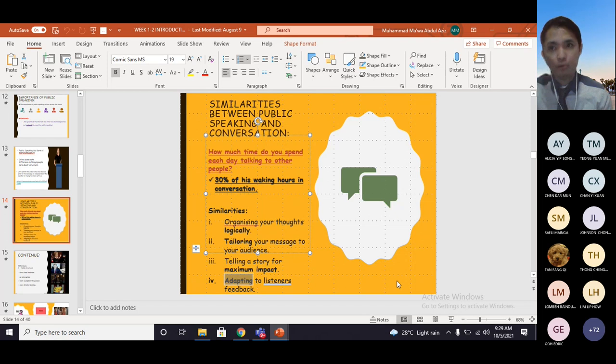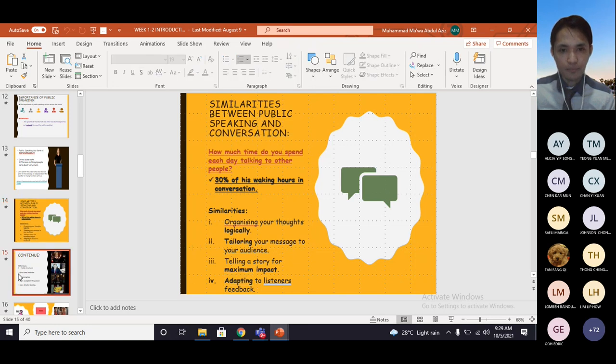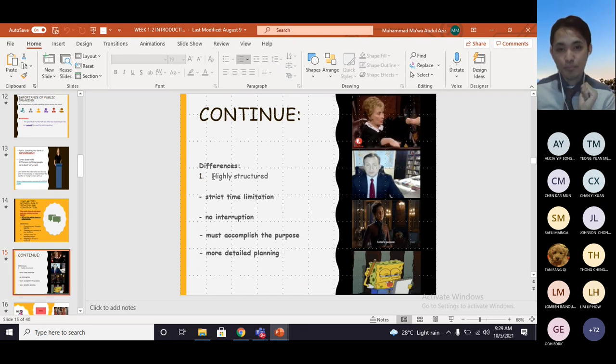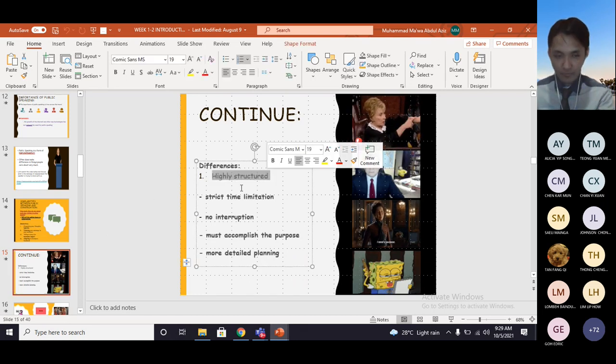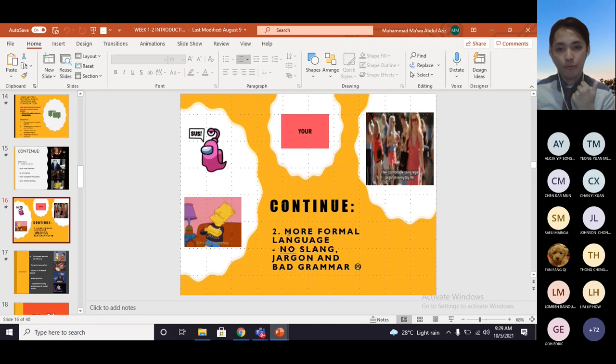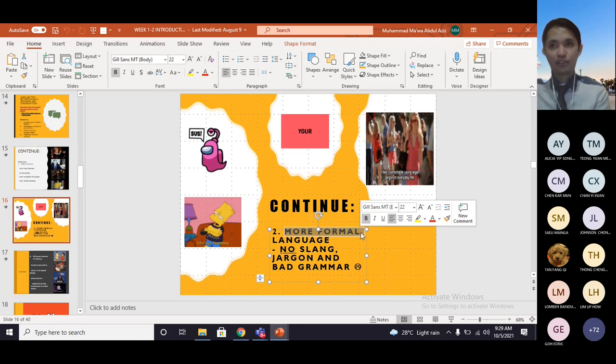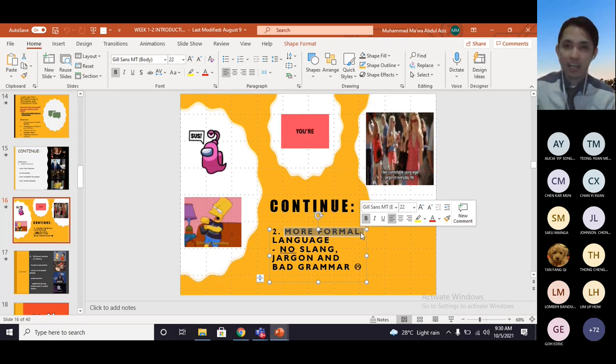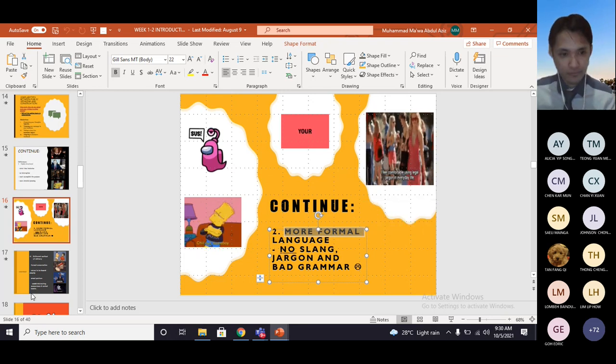Like, for example, when you're conversing, obviously, when you see someone is surprised, you change the way that you say something. Same goes with a speech. When you see that your audience is not paying attention or listening, then you change. So similarities is some of these. And let's look at differences. Differences is a speech is usually highly structured. It's more formal, meaning you cannot use jargons or internet slang. You cannot use all of that. Bad grammar, you cannot use this as well.